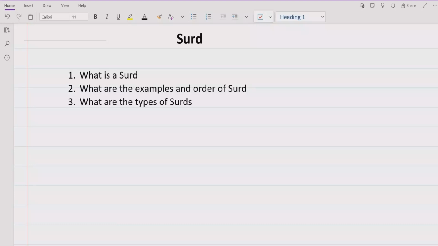Today we will learn about the surd. What is the surd? What are the example and order of surd? And what are the types of surd?